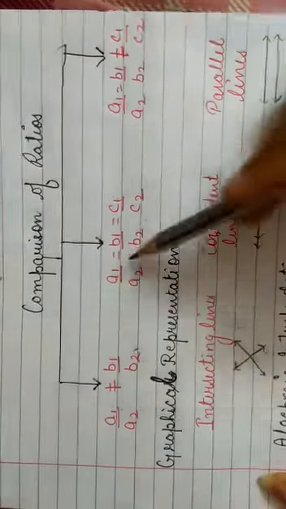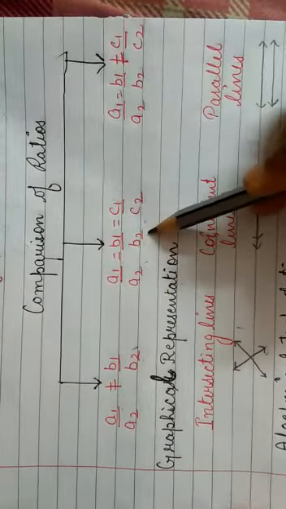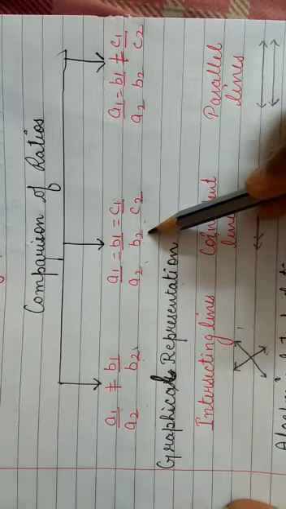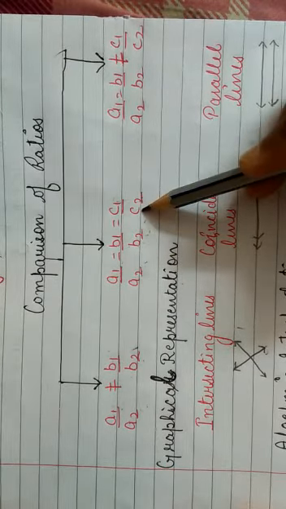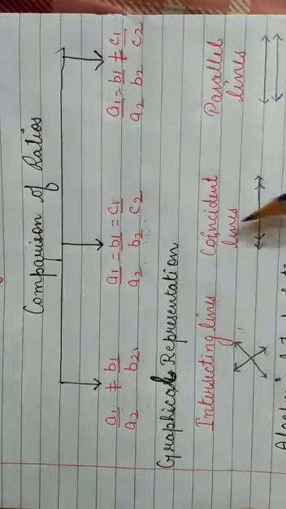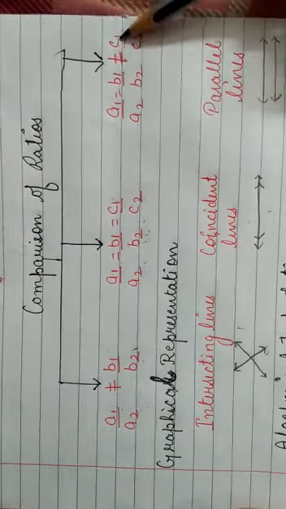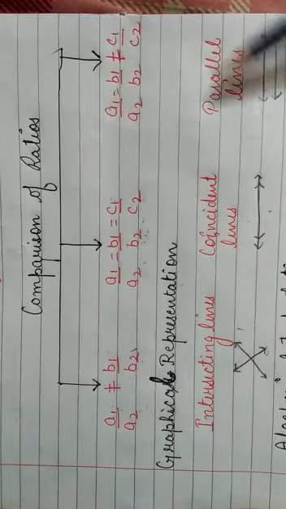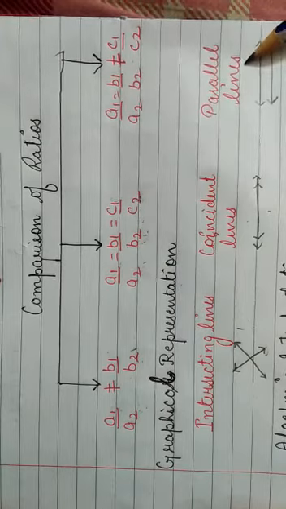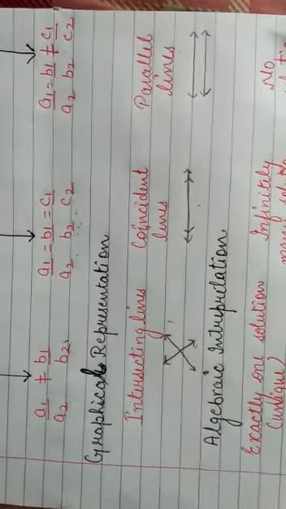If a1 upon a2 is equal to b1 upon b2, if these two ratios are equal, then we have to find the third ratio also, that is c1 upon c2. If c1 upon c2 is also equal to these ratios, then the lines will be coincident lines, in this way. And if c1 upon c2 is not equal to these ratios, then the graphical representation of the lines will be parallel lines.